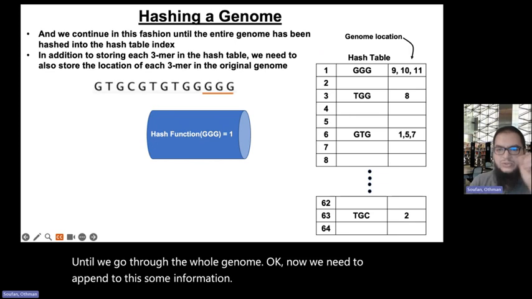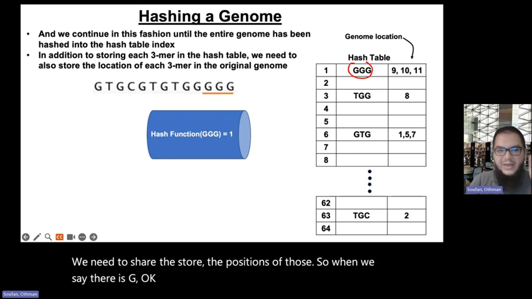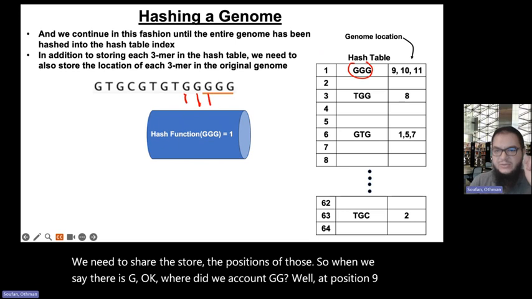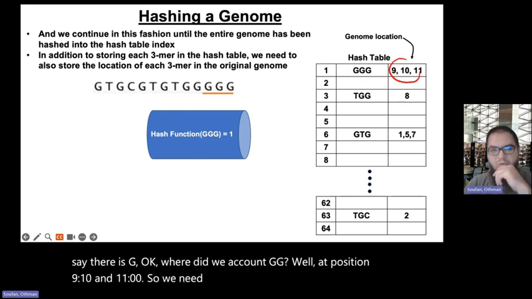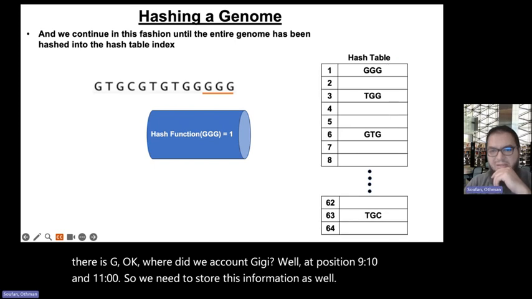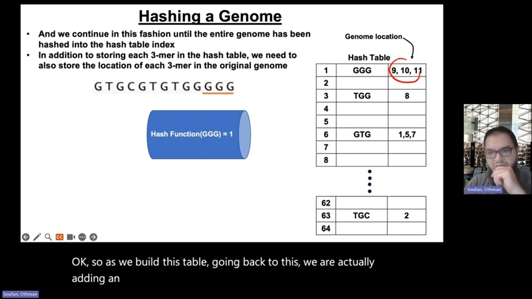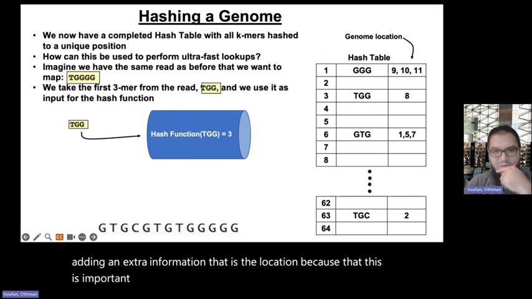We need to store the positions of those. So when we say there's GGG, where did we count GGG? Well, at position 9, 10, and 11. So we need to store this information as well. As we build this table, we are actually adding extra information, that is the location, because this is important information that we need to use.